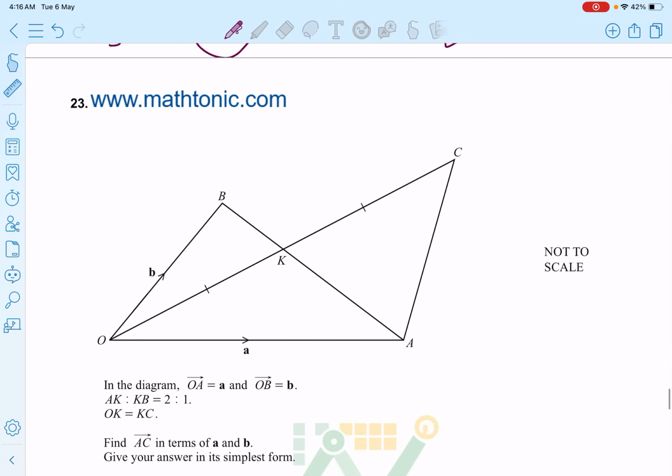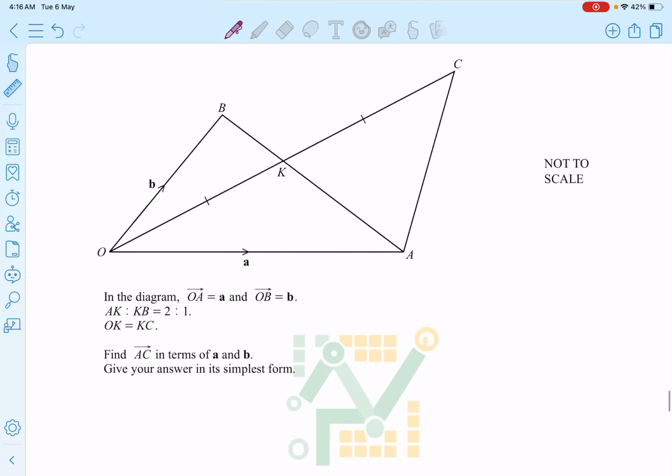Okay. Now question number 23, a vector question. This is also a very important question. In this diagram, this length is given as A and this length is given as B, right? And K is a point where these two lengths are exactly the same, and the ratio AK to KB is 3:1, that means this contains 3 parts and this contains 1 part, right? Find AC in terms of AB. So the question is that we need to find out the length AC.